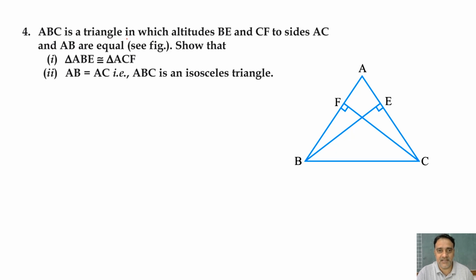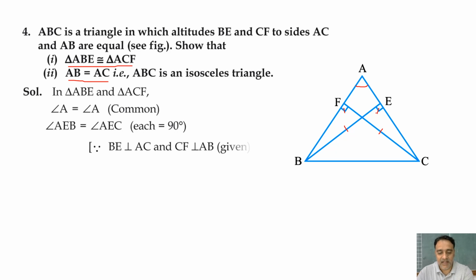Triangle ABC is a triangle in which altitudes BE and CF to sides AC and AB are equal. Means यहाँ पर altitudes equal दिया हुआ है and we have to show that these two triangles are congruent and AB is equal to AC. So we'll start with the same step by taking these two triangles. Angle A is common. Okay, and these two angles are equal. Why? 90 degree. Each 90 degree. Right. And BE is equal to CF. It is given.